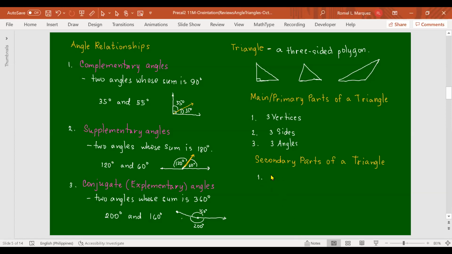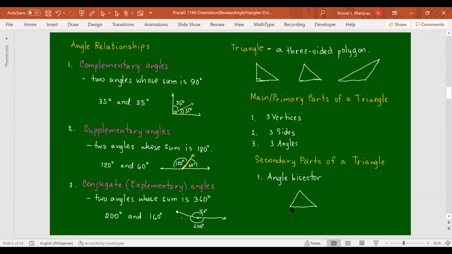Angle bisector. This is one. Angle bisector. What does it do in a triangle? So this is actually a line, what? Dividing an angle of a triangle into how many parts? Into two equal parts, na?